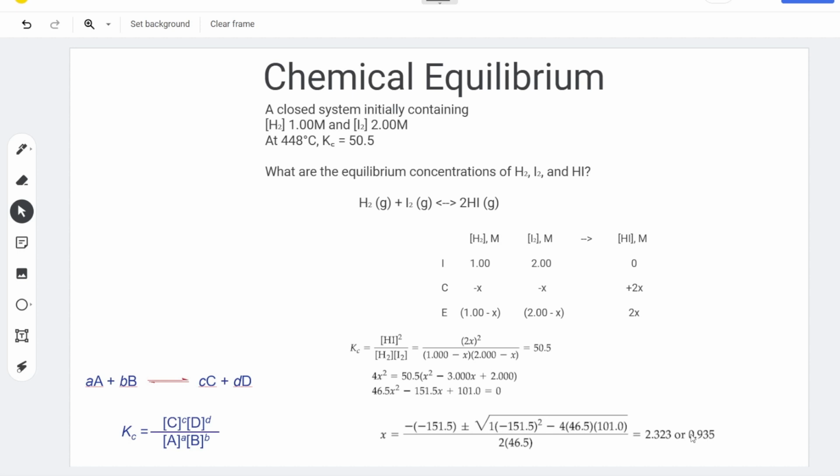Now let's plug in for x and find the final equilibrium concentration. We have now solved for the equilibrium concentration.